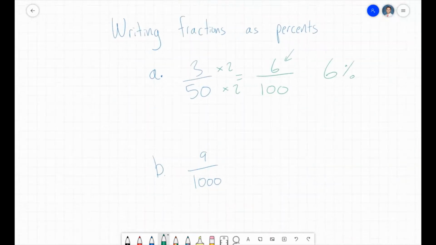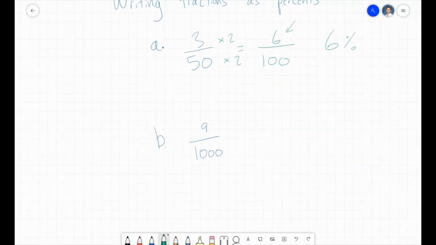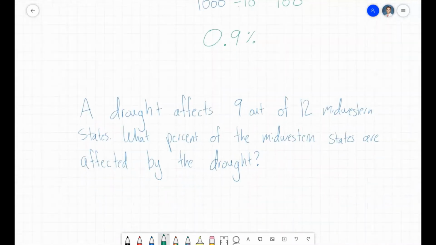Let's try another one there. This time we have 9 thousandths. Again, this is one that could easily be converted to an equivalent fraction with a denominator of 100 because I know 1,000 divided by 10 equals 100. So then we do 9 divided by 10, which would give us a decimal here, 0.9. So our percent, 9 1,000ths, would be written as 0.9%.